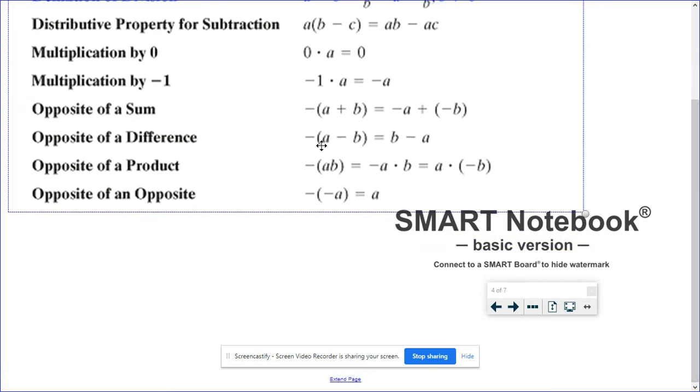Opposite of a difference, A becomes negative, B becomes positive. So what they really did is they just flipped it around, right? So instead of -A plus B, they flipped it, so it's B minus A.